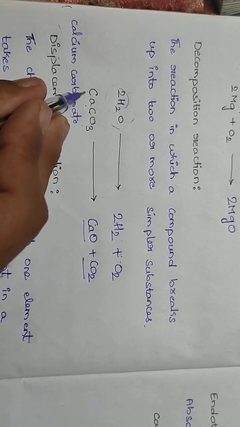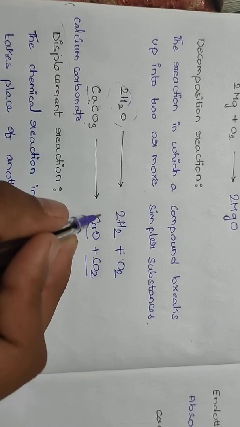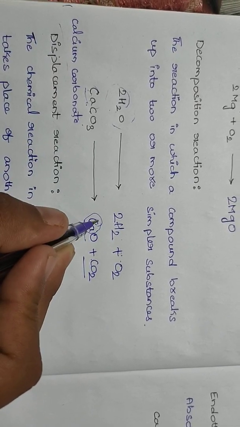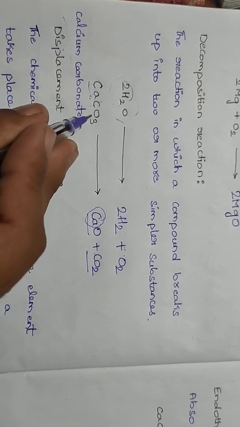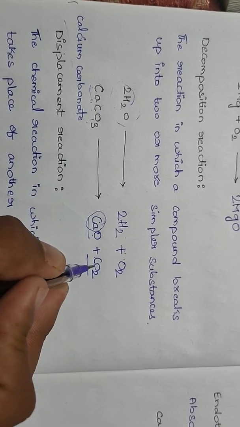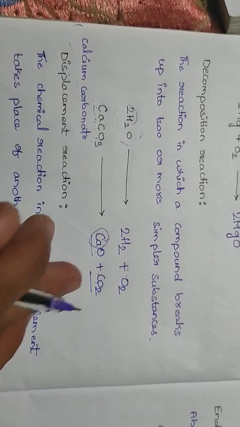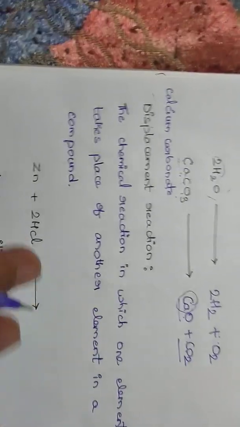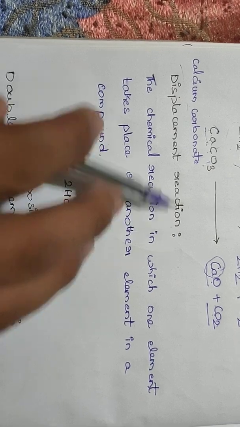Sorry, this is calcium, I'm very sorry. So we have one calcium, one carbon, and three molecules of oxygen: one molecule of oxygen over here and two molecules of oxygen over here, so three molecules of oxygen. So the equation is balanced.